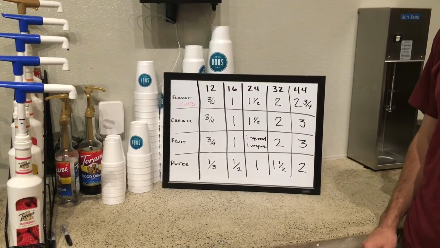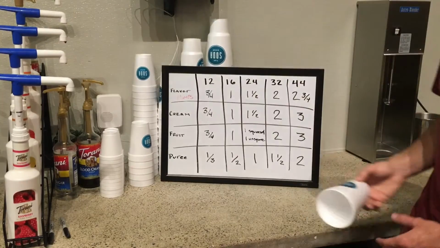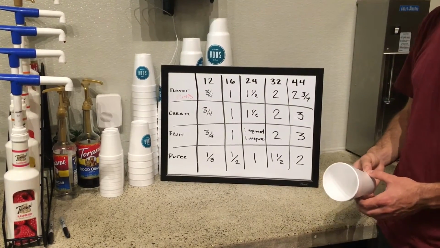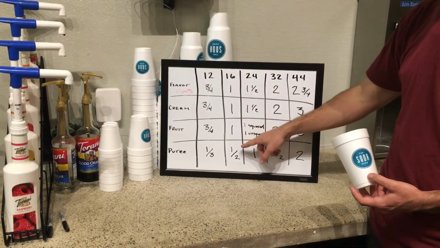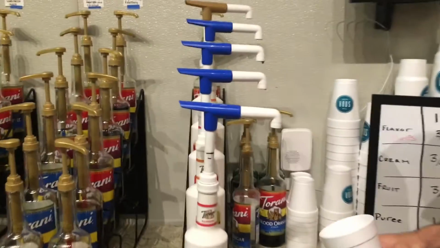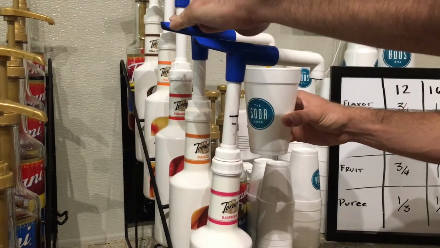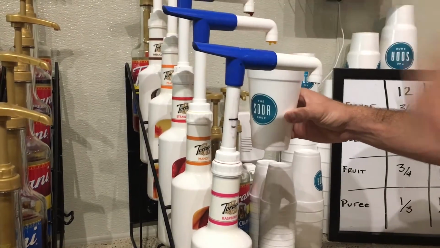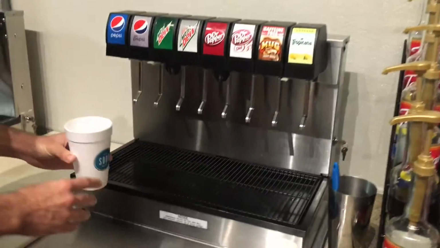Now we're going to move on to a 16-ounce. For this drink, we're going to make the do or die, which is Mountain Dew and mango puree. So we have a 16-ounce cup, and we can see that we're going to do 1/2 pump of mango puree. So let's take our cup, go over to the puree, and we're going to push down about halfway. Next, we're going to take our cup, and we'll go over to Mountain Dew.